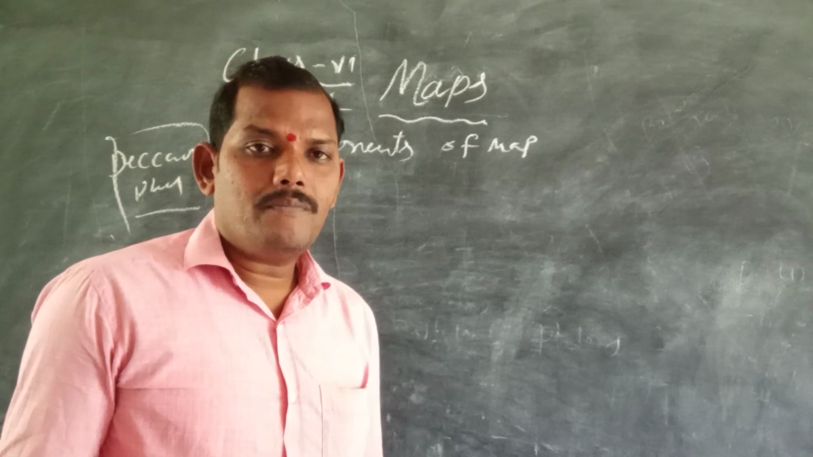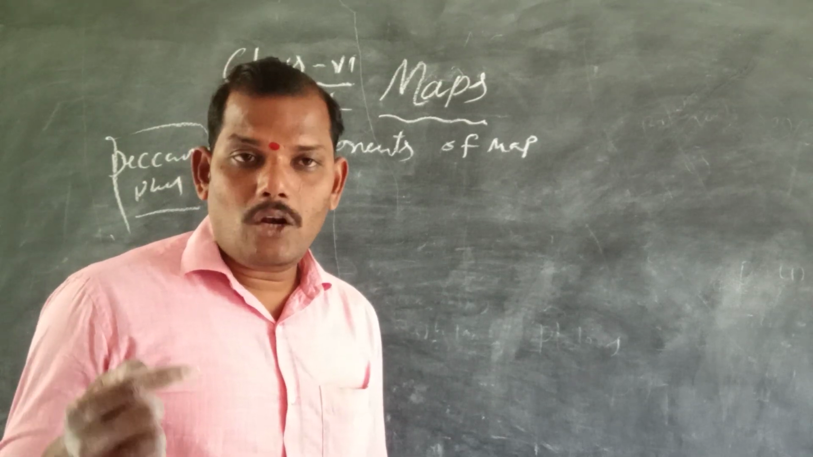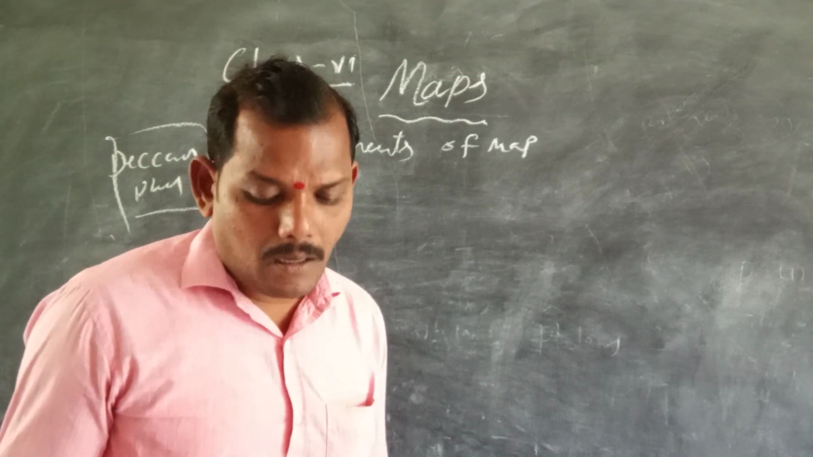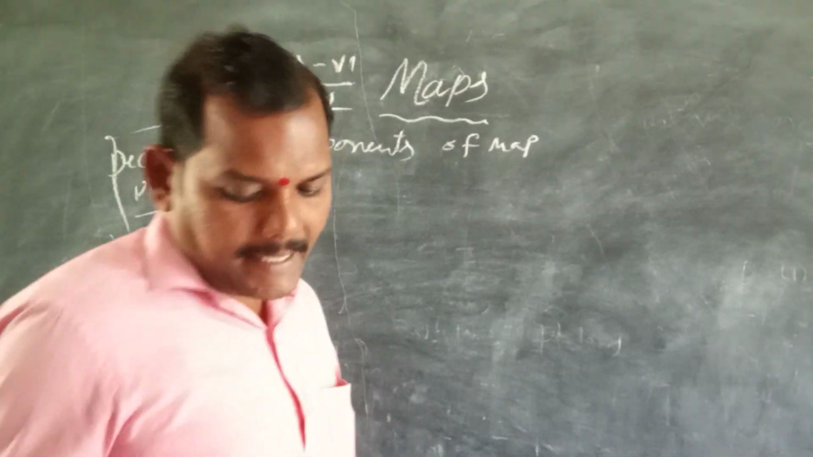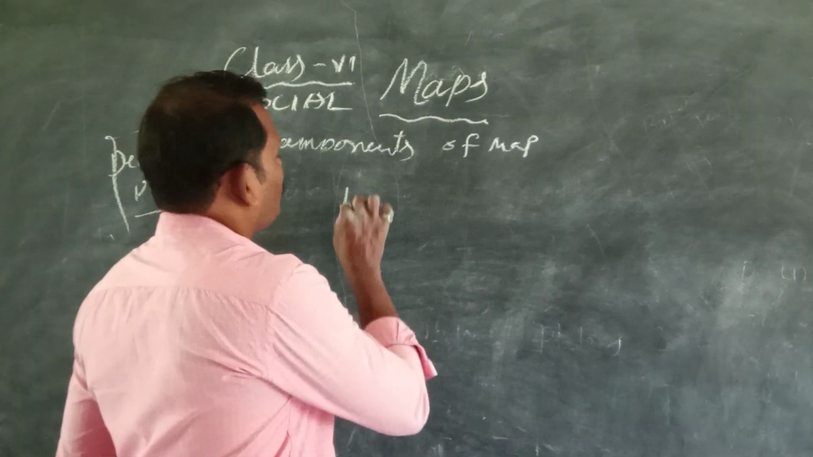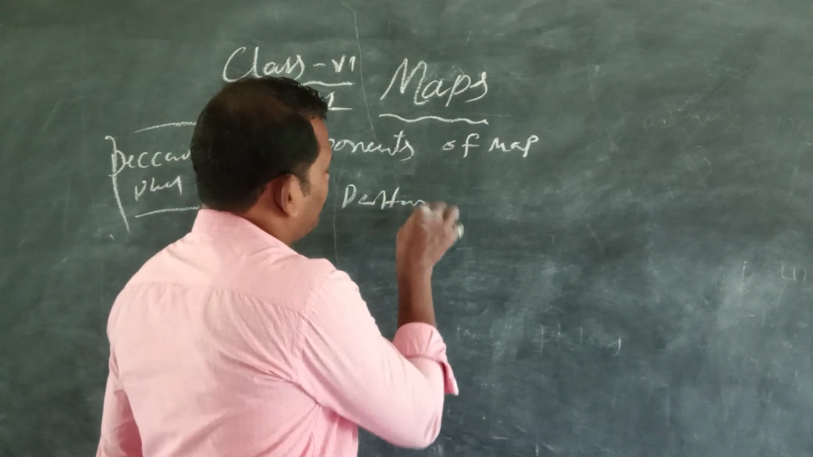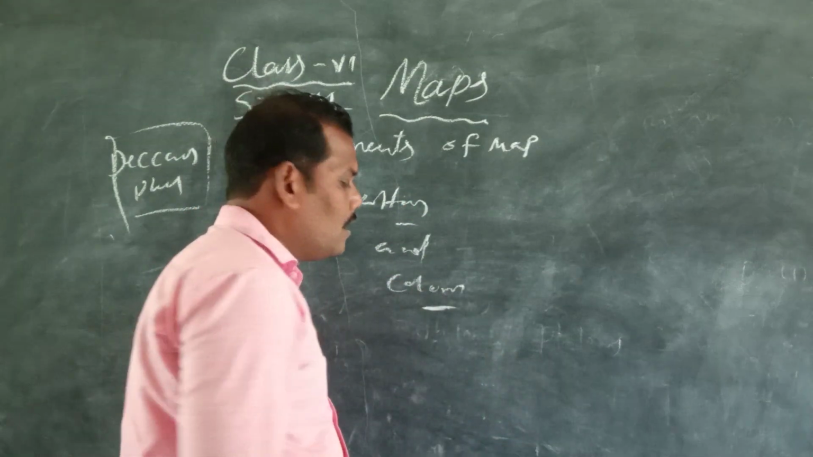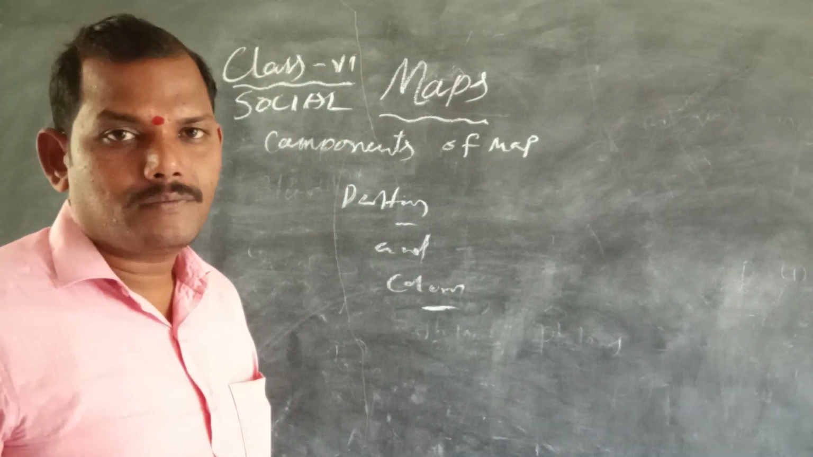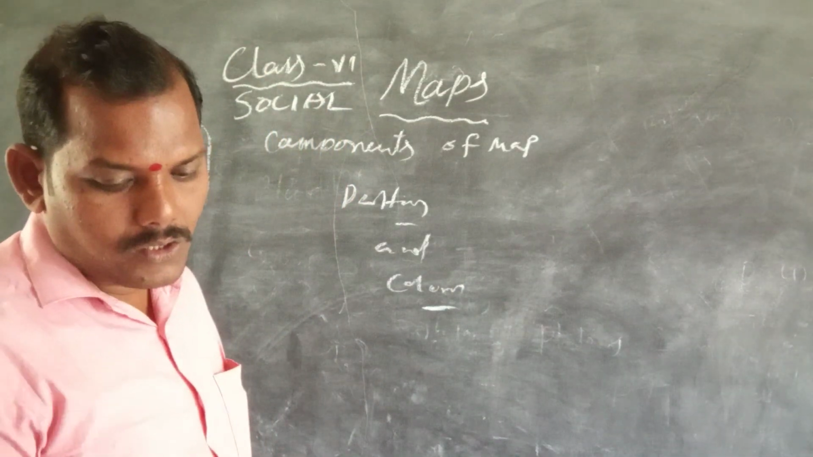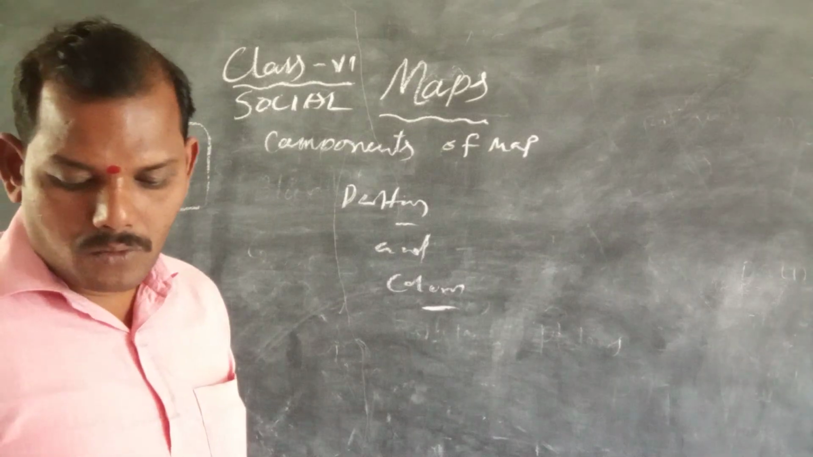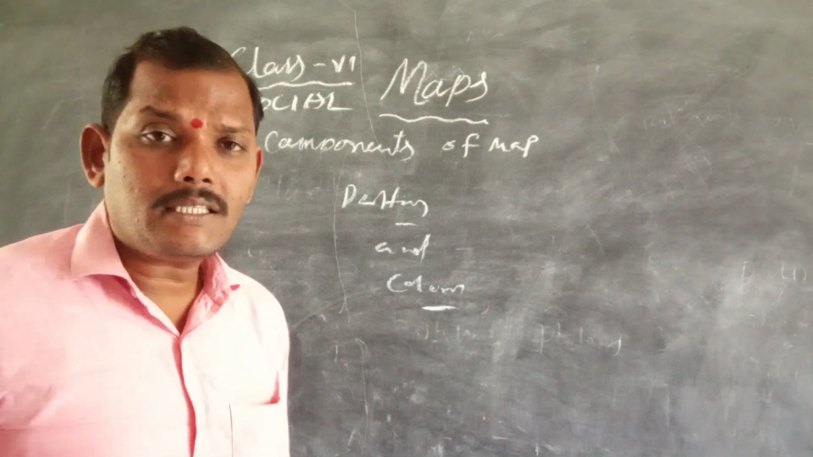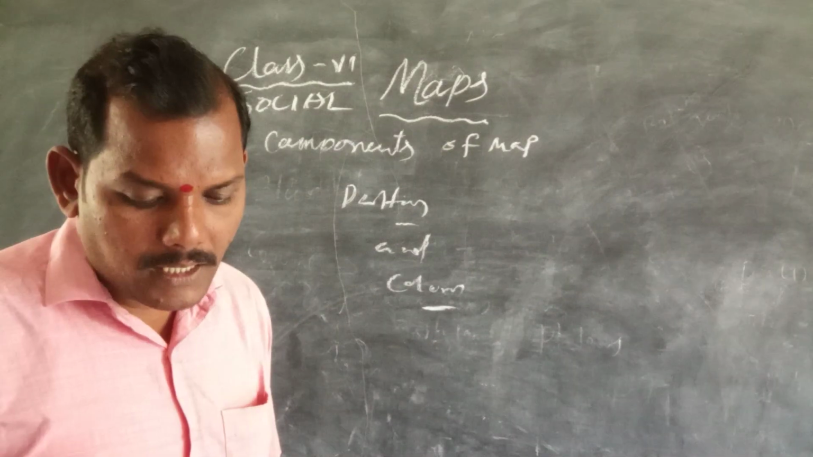Okay, in the physical map, the general colors are blue, green, yellow and brown. The thematic maps use patterns and colors. Okay, these two use colors. Why do we use the colors?